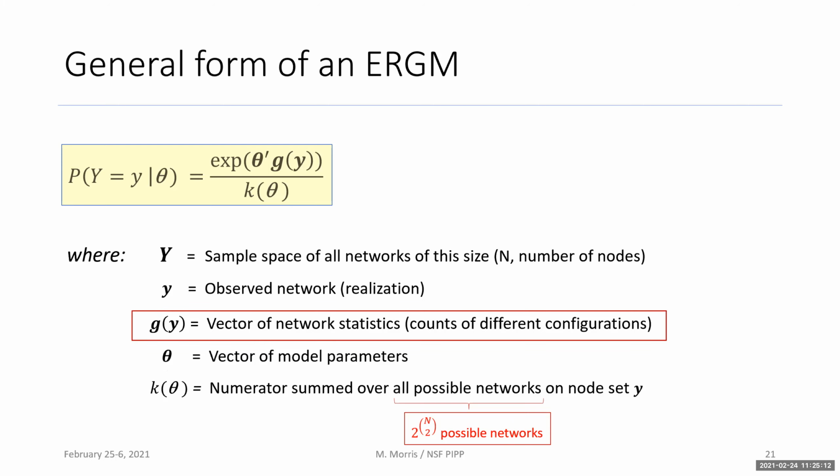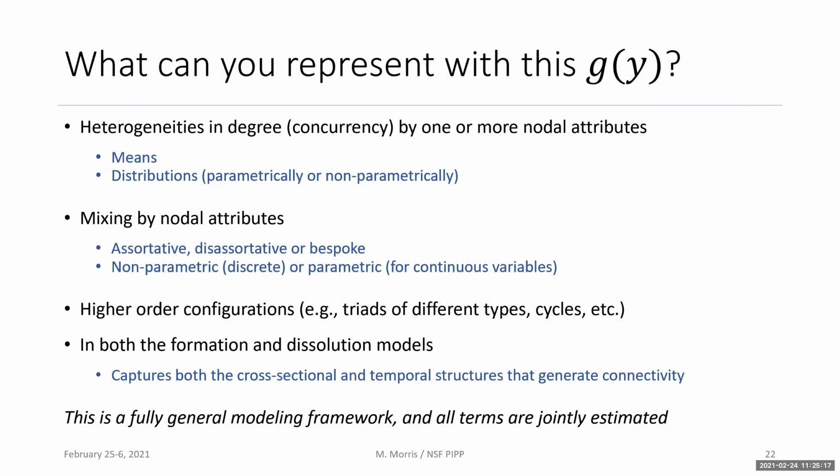These g of y terms make this an interesting approach to trying to understand how to represent a network. So what can you represent with a network statistic? Well, you can represent heterogeneities in this cross-sectional degree distribution, that's our concurrency term, by one or more nodal attributes. So there can be heterogeneities in degree by things like age and sex. You can represent that in terms of a difference in the mean degrees by age or distributions. The entire distribution can be represented parametrically or non-parametrically.